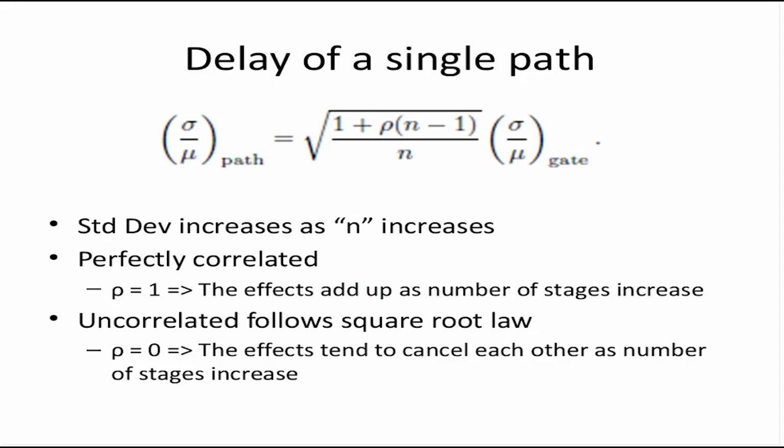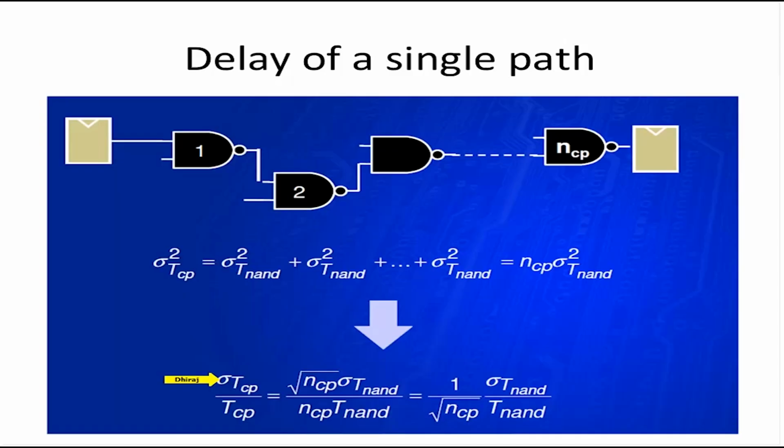Mean is nothing but the addition of the mean delay for each cell in this path. So if you have n NAND gates in this example, the mean will simply be n into the typical delay of one NAND gate. Sigma, now the calculation of sigma depends on whether they are correlated or not.